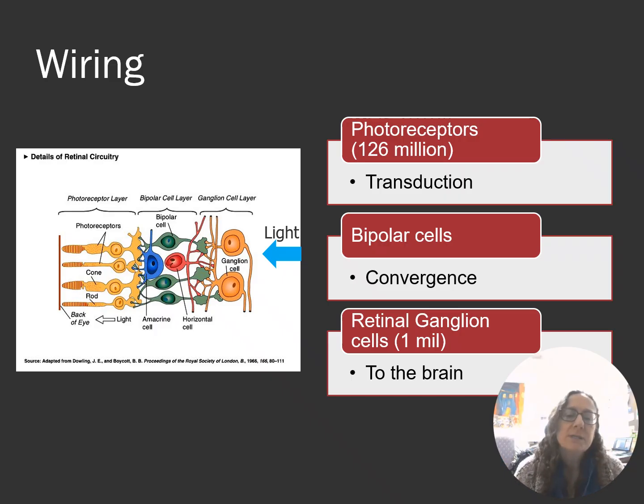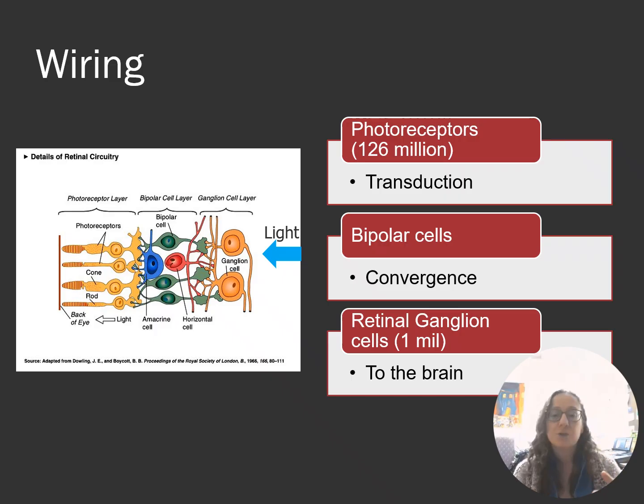We have about 126 million photoreceptors per eye. Those photoreceptors, when they absorb a photon of light, are doing the transduction. Transduction! So here we have this electromagnetic energy that's out in the world, and I'm changing it so that the brain can understand, right? I'm responding to it, changing it into action potentials. They are going to communicate out to the bipolar cells, and we're going to see some convergence. The bipolar cells are going to communicate out to the retinal ganglion cells, and we're going to see some convergence.